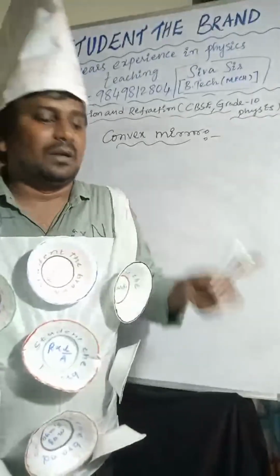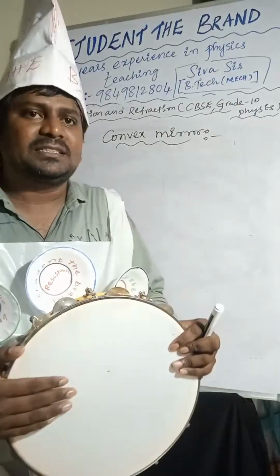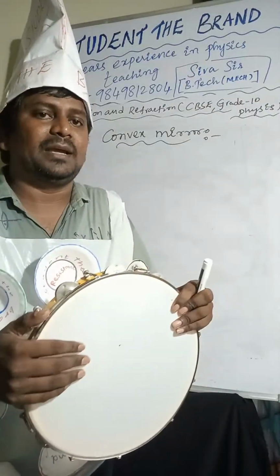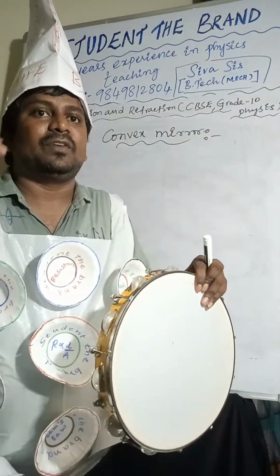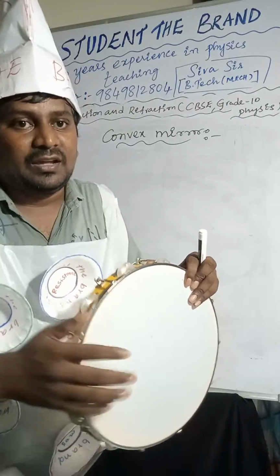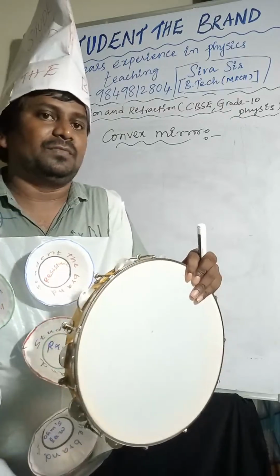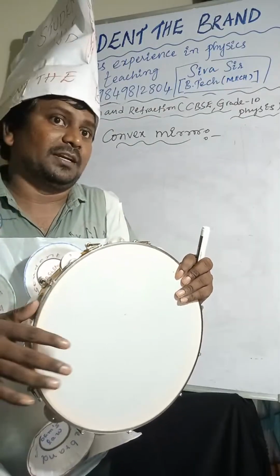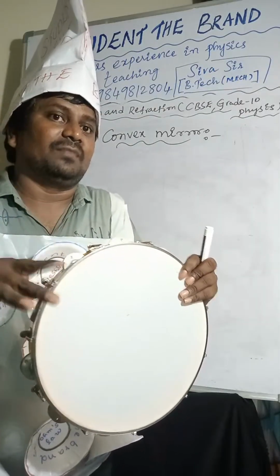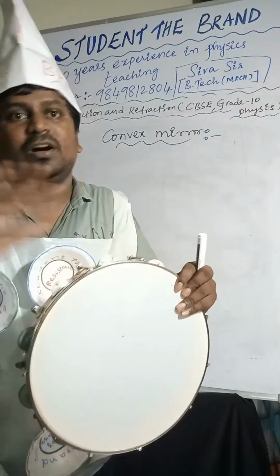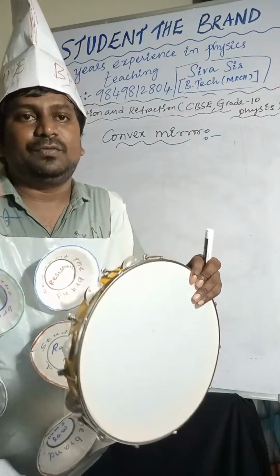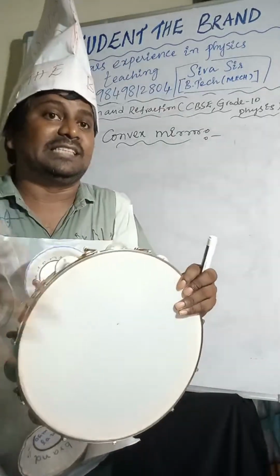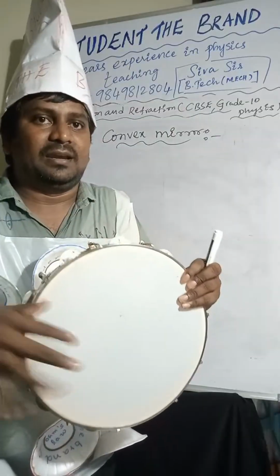Okay, so come to the next one. Convex mirror forms always virtual, erect and diminished image. Even if you place it in front of Taj Mahal, we can get a full view of Taj Mahal. That much important it is. Any object if you place in front of this mirror, we will get the full image. So that is the power of convex mirror.